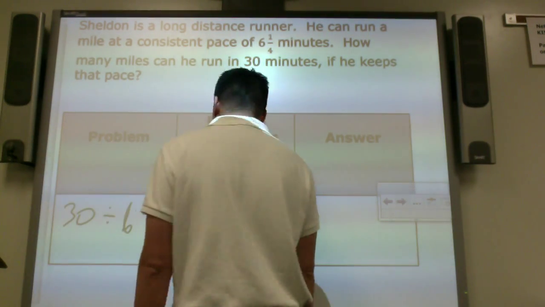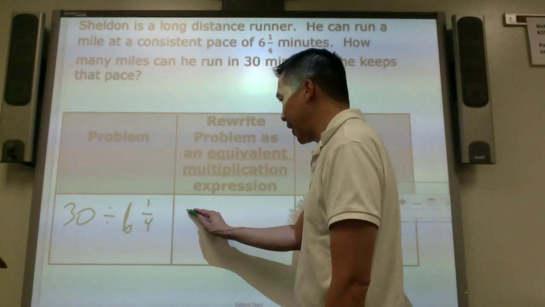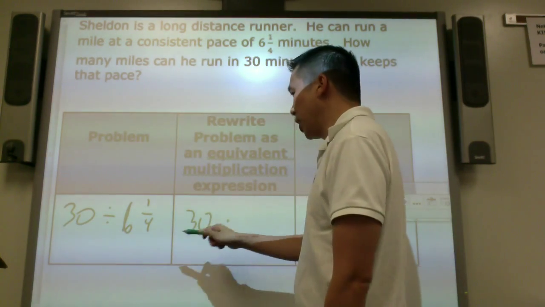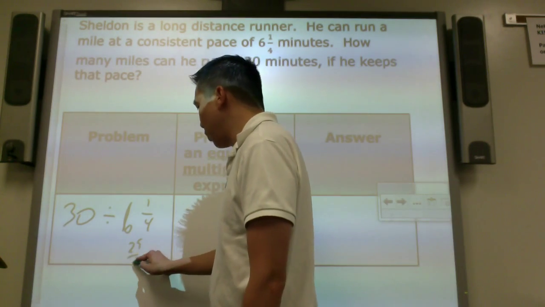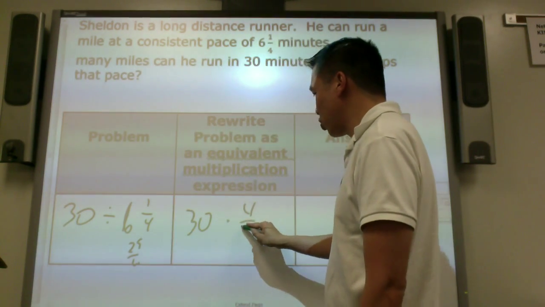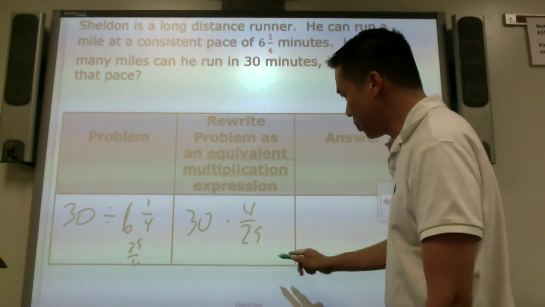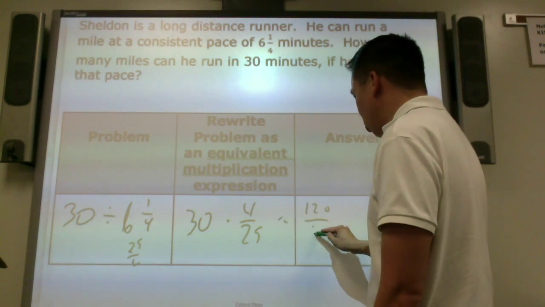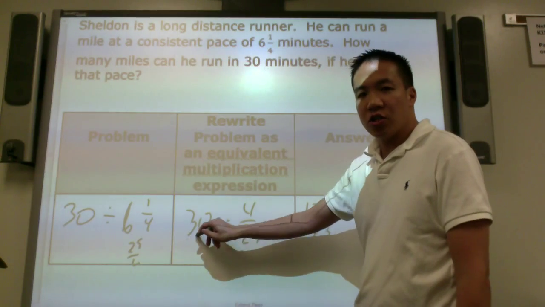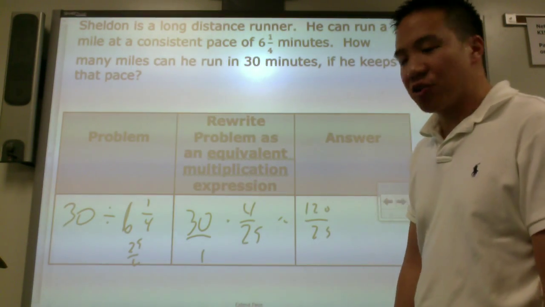Can I rewrite this as a multiplication expression? I think I can. Do you know another way to rewrite 6 1/4? That's 25/4. If I take the reciprocal, it would be 4/25. So I multiply. What's 30 groups of 4/25? It's 120/25.